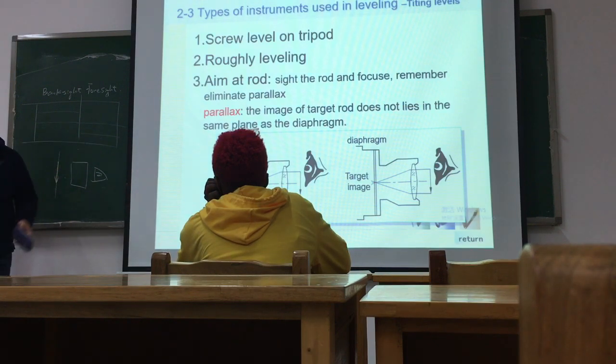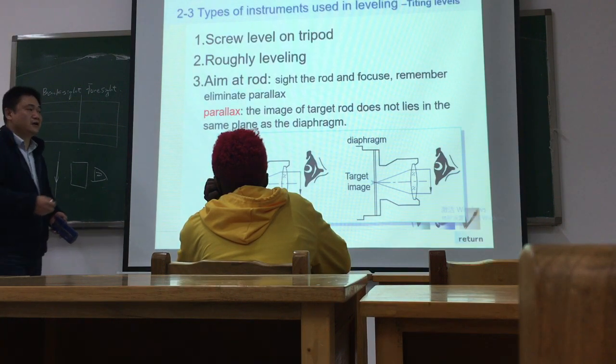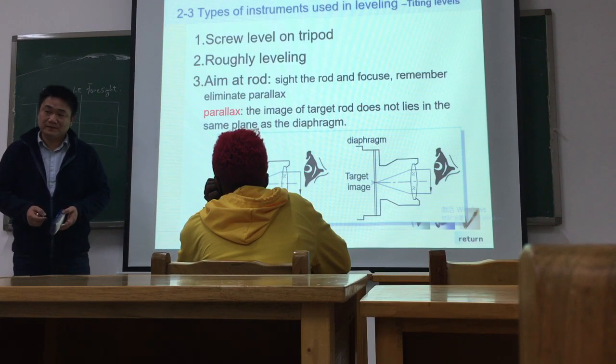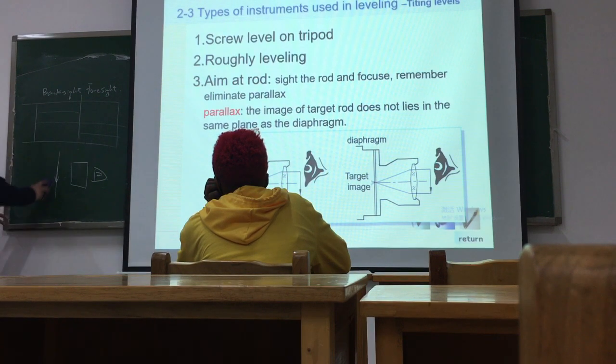If there is some parallax, you will make some error in getting the reading, because of the plane of the crosshair and the image of the rod. If your eye is at this position and in a different direction when you get the reading, the number will be different. So you'll make some mistake or error. Okay. This is aim at the rod.